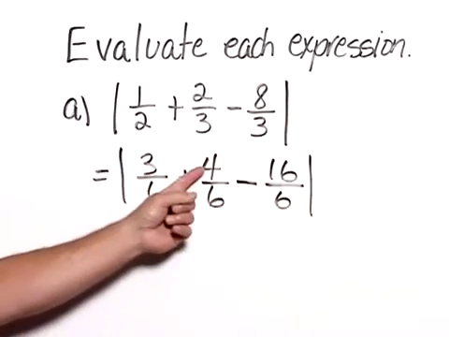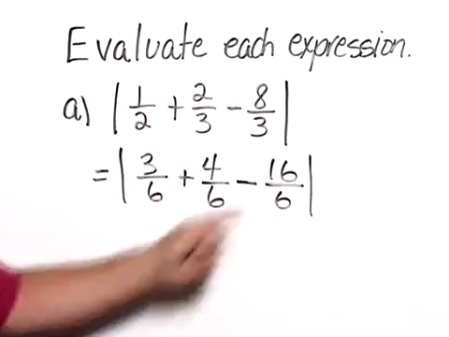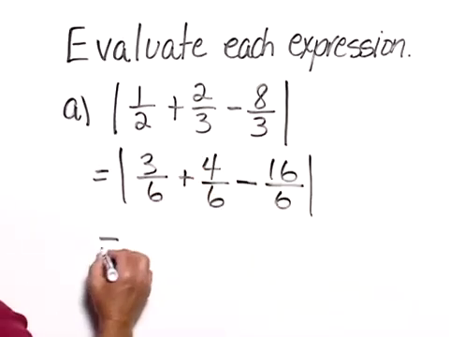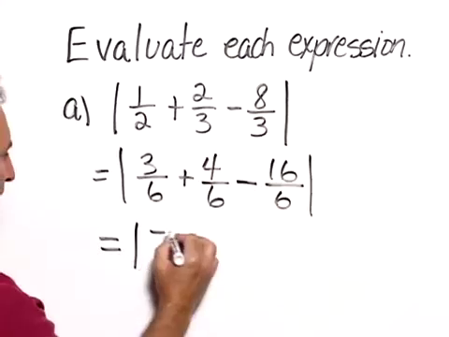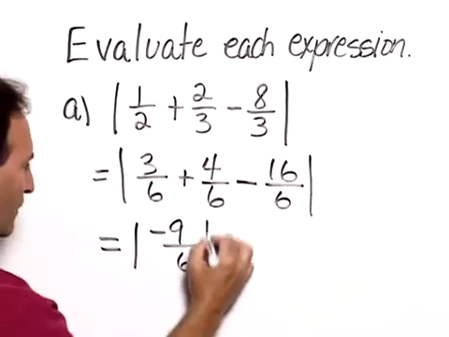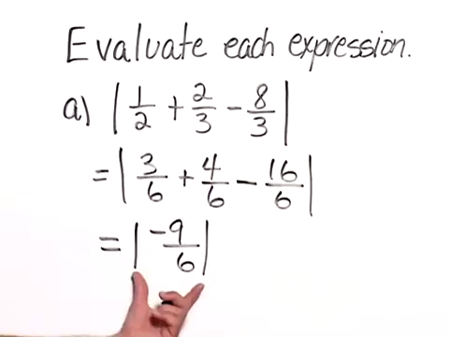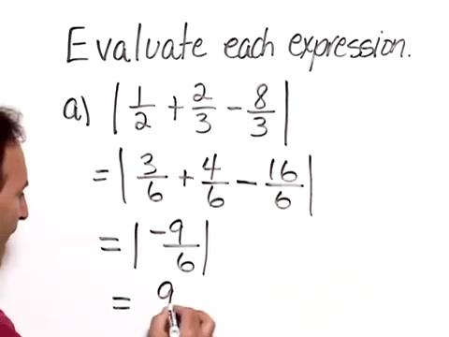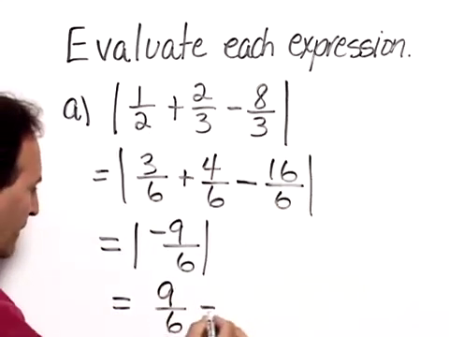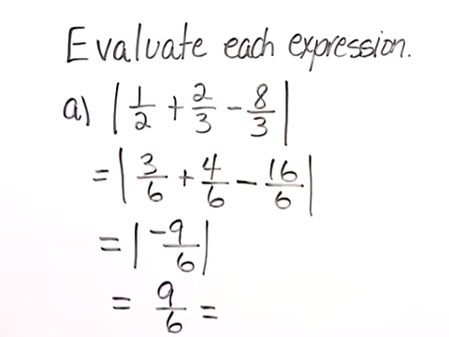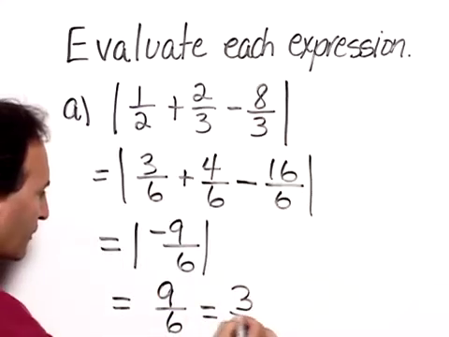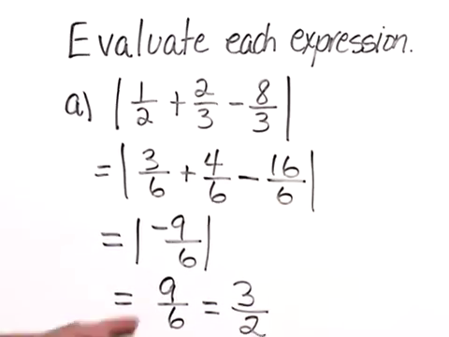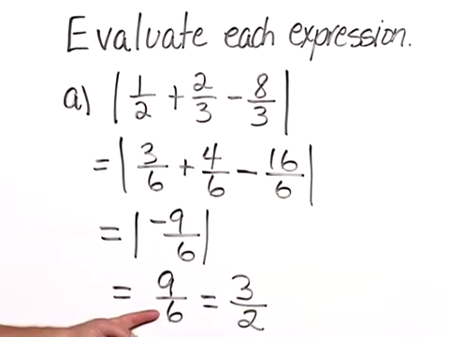3 plus 4 is 7. 7 minus 16 is -9. So this is equal to the absolute value of -9/6. Now we apply the absolute value bars, which, remember, take whatever is inside and make it a positive number. So this is going to be equal to 9/6 positive. Now we need to reduce that. 9/6 reduces to 3/2 because we can divide each, the numerator and denominator, by 3.